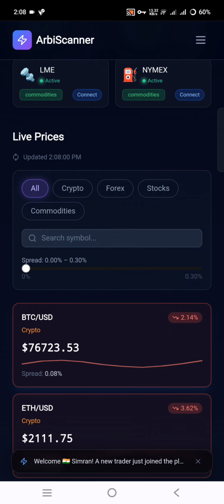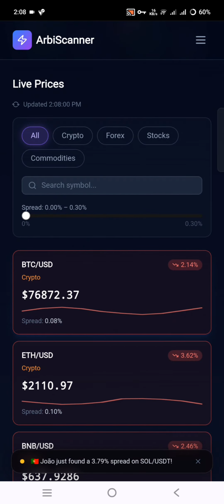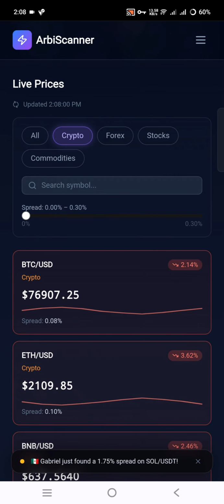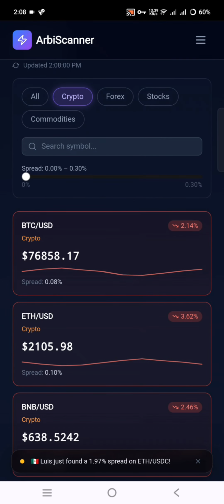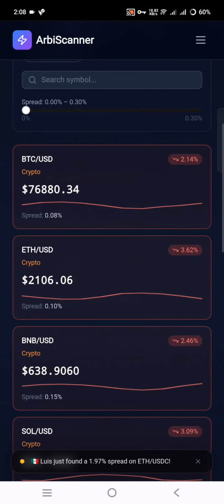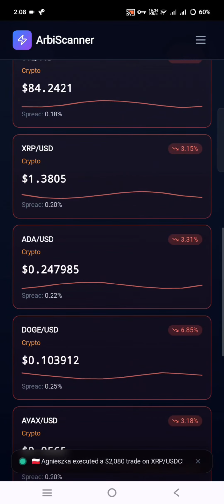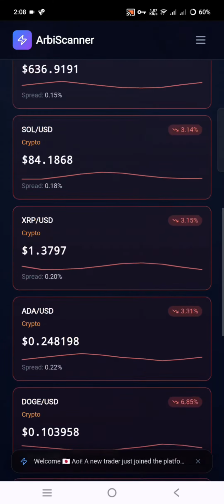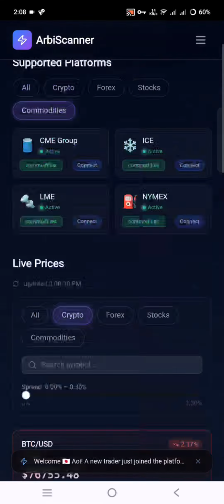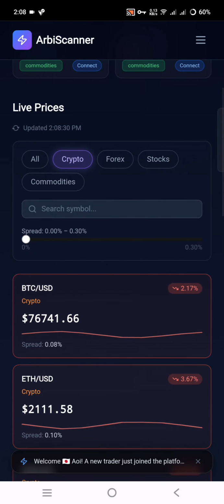Now, when you scroll down, we have live prices. On the live prices, you get the exact price in different markets. We can see the crypto market. In the crypto market, you will get a live price of BTC against the USD, Ethereum against the USDT, BNB against the USDT, Solana, XRP, Dogecoin, and all that. You get everything here, guys. And also, let's go to the Forex.